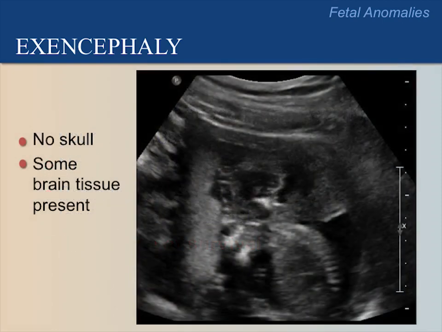This is an example of exencephaly. There is no skull, but some brain tissue is still present. Please pause the video now to have a participant point out the brain tissue, fetal face, and fetal spine. Here we have labeled those structures for you. Notice the disordered appearance of the brain tissue because there is no skull. This brain tissue has likely begun to degenerate, and soon the brain tissue will no longer be visible, and the condition will be called anencephaly.